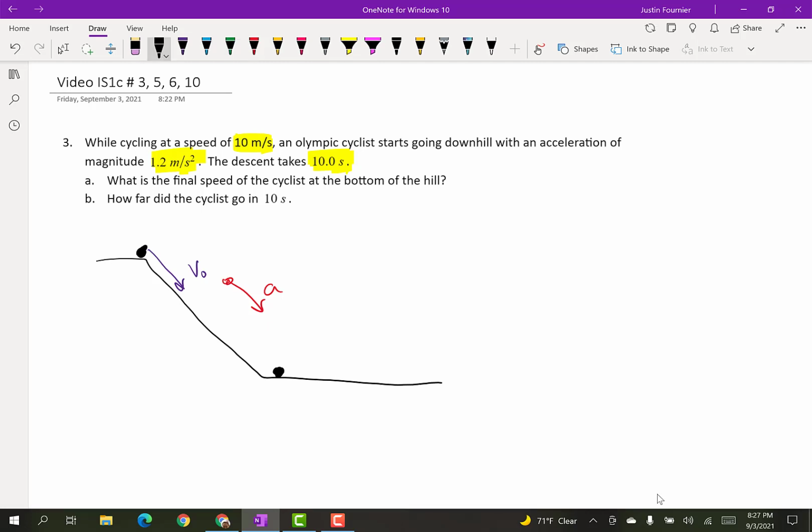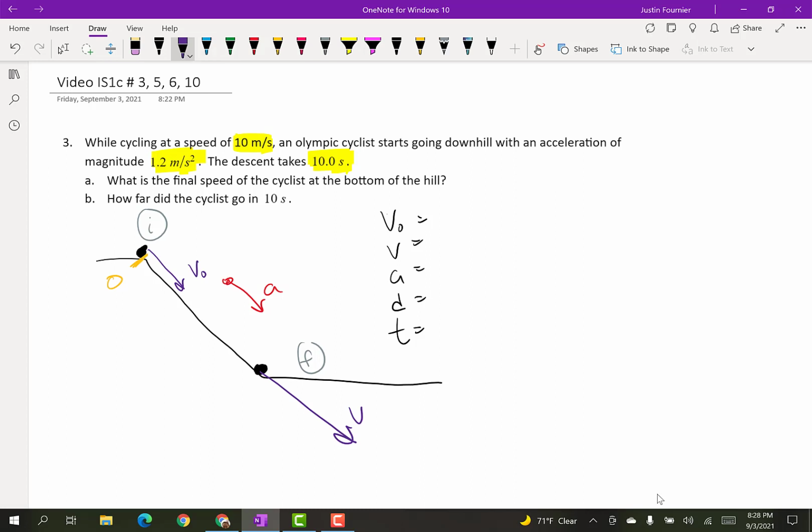And I'll write a VOVAT for this, where here's my initial moment, here's my final moment, and I'm going to say my origin is right here. We're trying to find the final speed of the cyclist at the bottom of the hill. We know the cyclist is going to get faster, so let's make this just before hitting the bottom. So there's the final velocity right there.